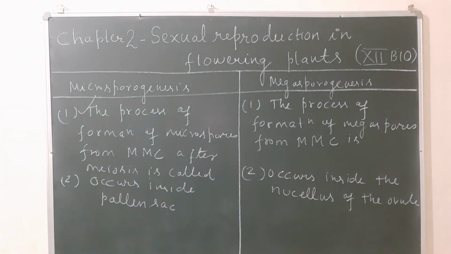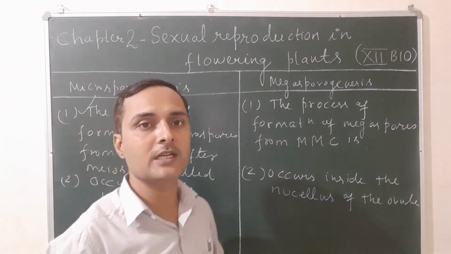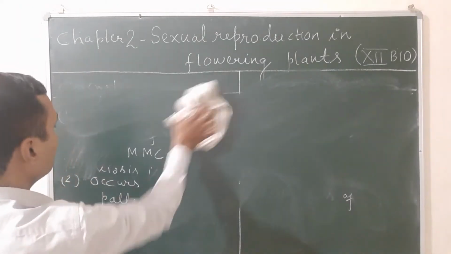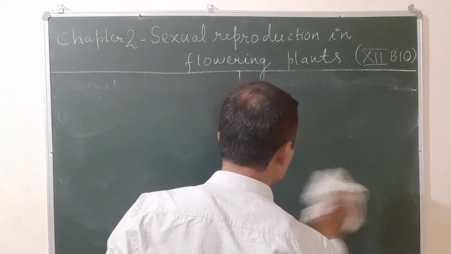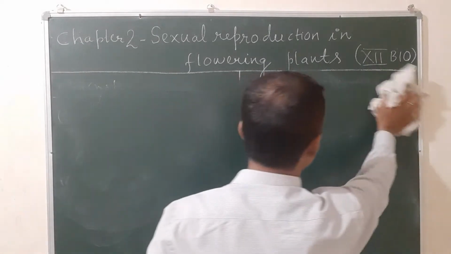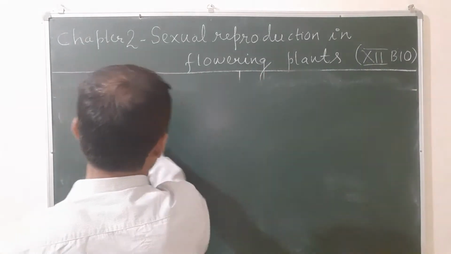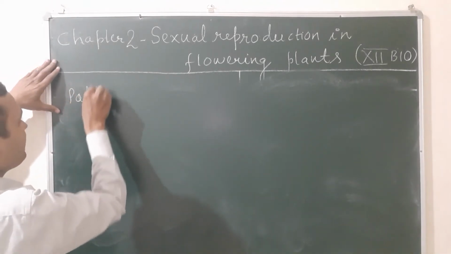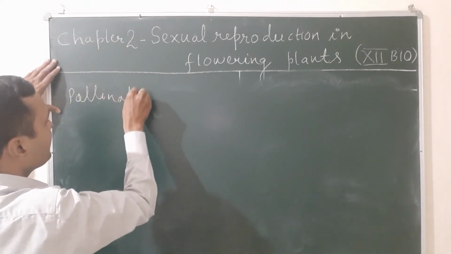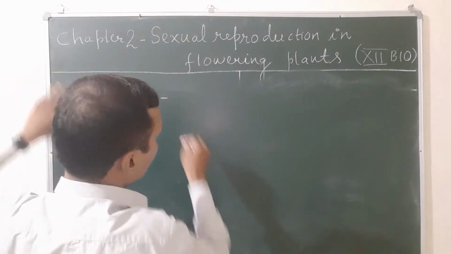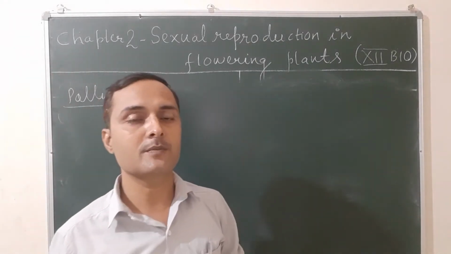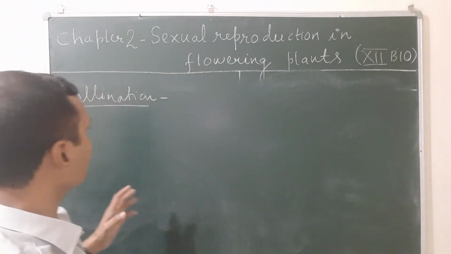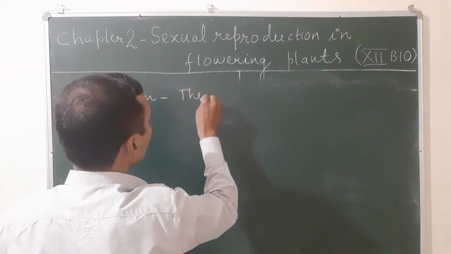Now let us see the next topic, that is pollination and types of pollination. So what is pollination? You know it from your earlier classes, but here we have to read in detail. You know the structure of the flower well, and there are four parts: sepals, petals, stamens, that is calyx, corolla, androecium and gynoecium. What is pollination? First, the process of transfer of pollen grains.